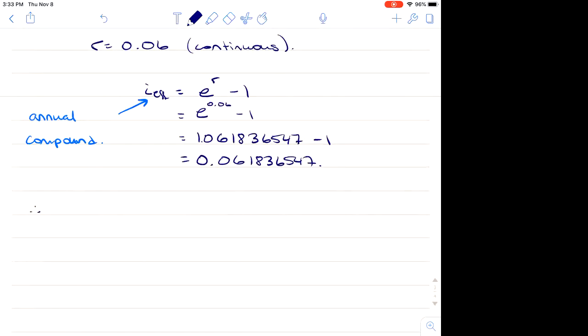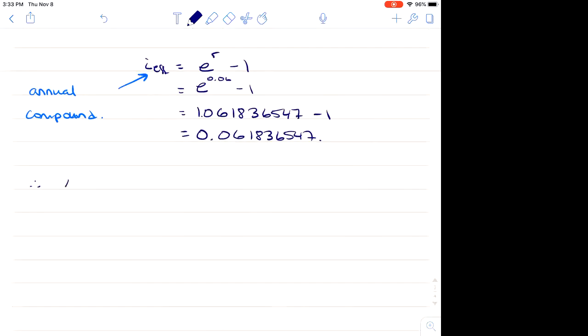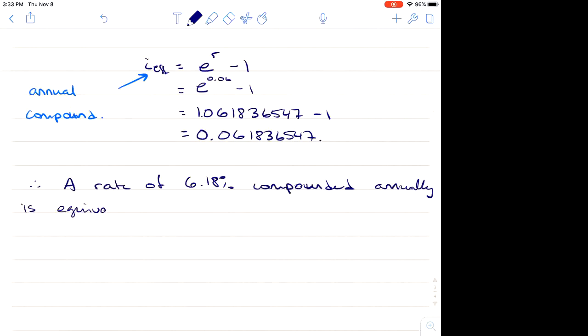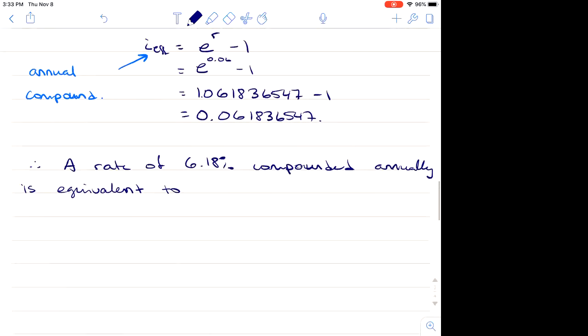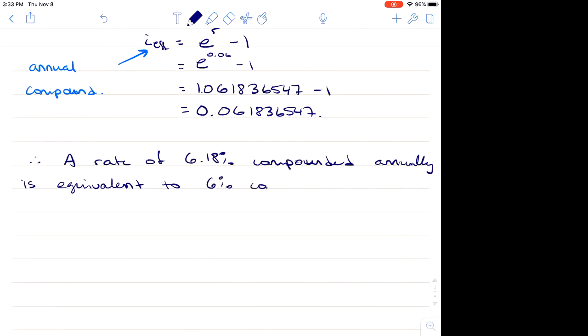So therefore, a rate of 6.18% compounded annually is equivalent to 6% compounded continuously.